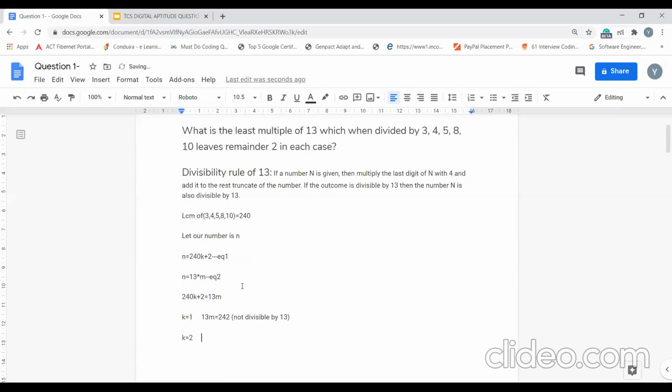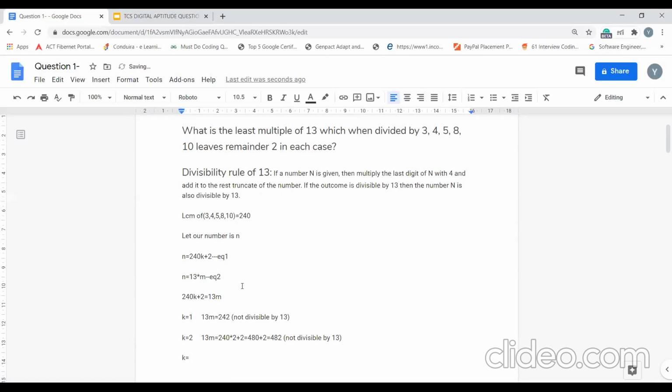Okay, then we'll check for k equal to 2. When k is equal to 2, what will happen? 240 into 2 plus 2, which is 480 plus 2, equal to 482. Is 482 divisible by 13? No. Not divisible by 13. So we'll go for another k value.